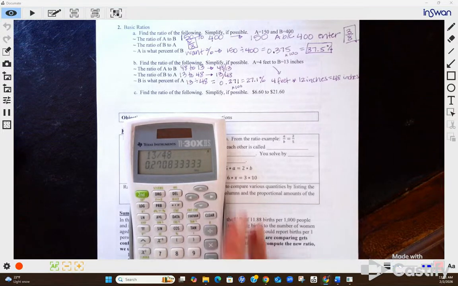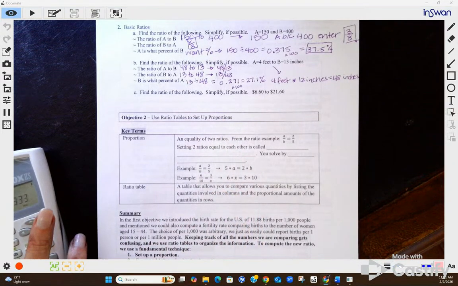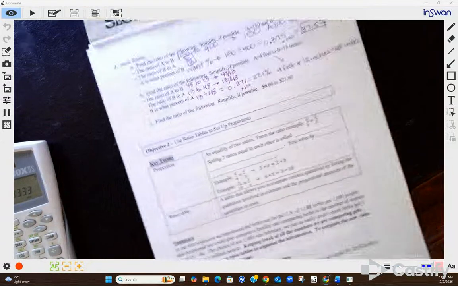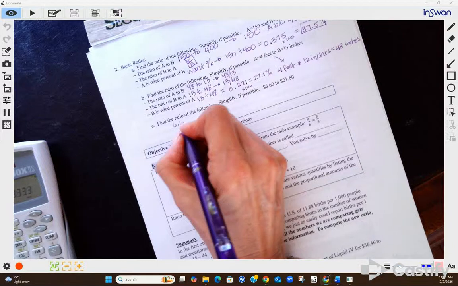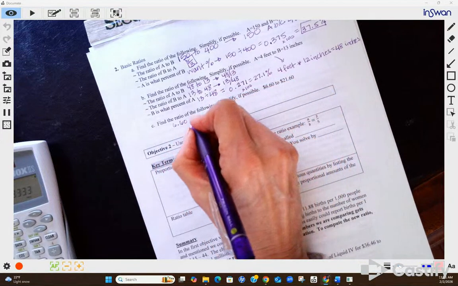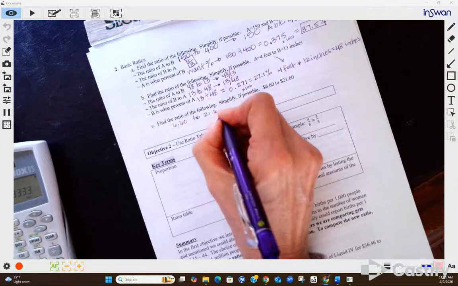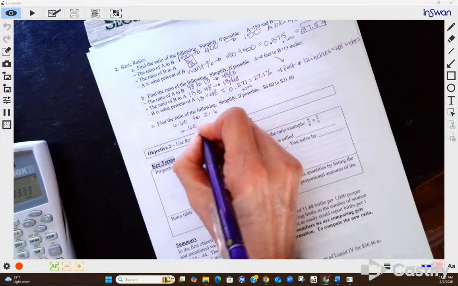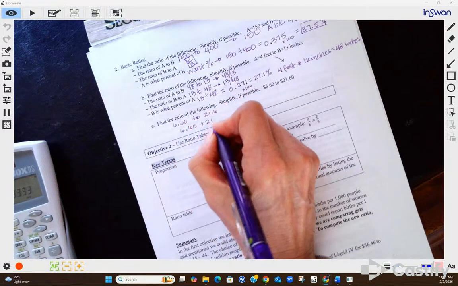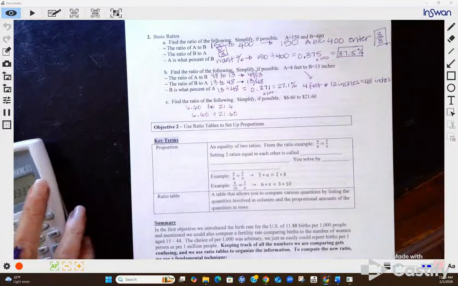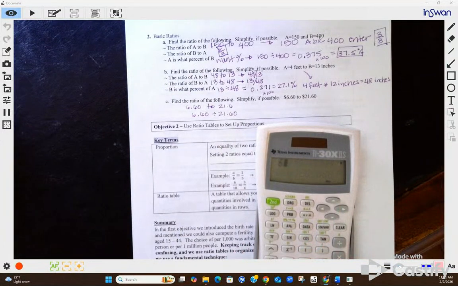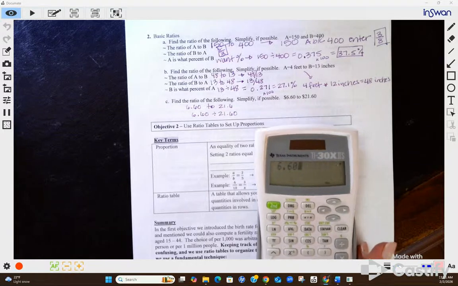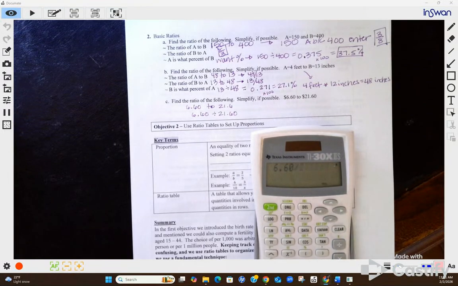All right, now the ratio of the following, simplify if possible. So we would start with 6.60 to 21.60. In our calculator, we do 6.60 divided by 21.60, and that's going to give us the decimal.